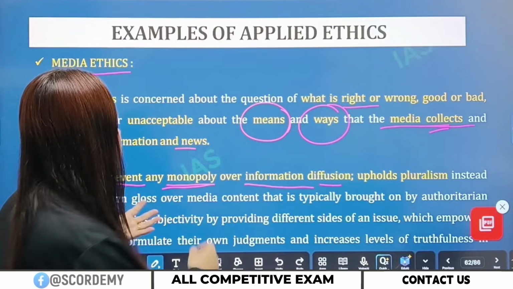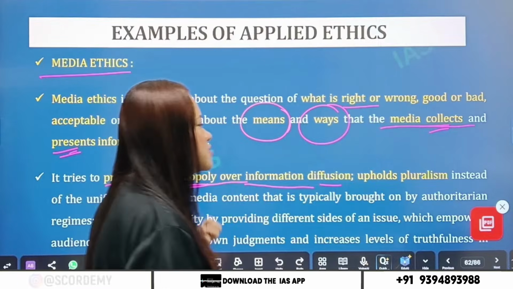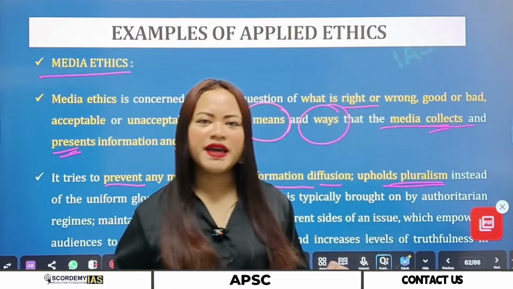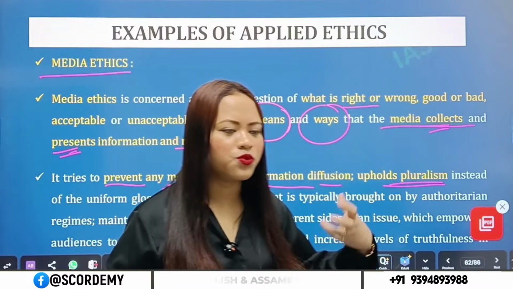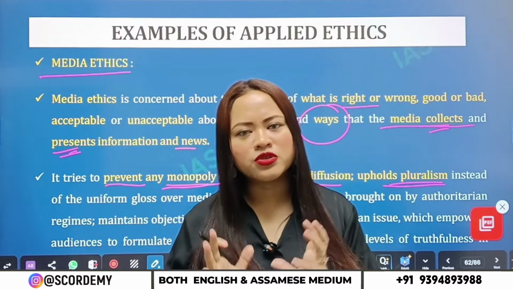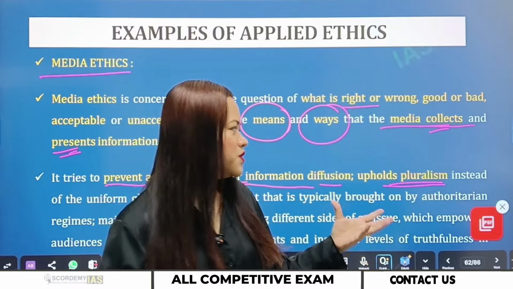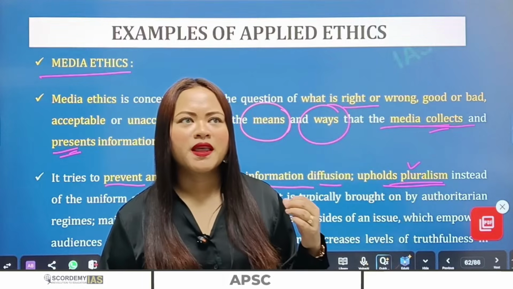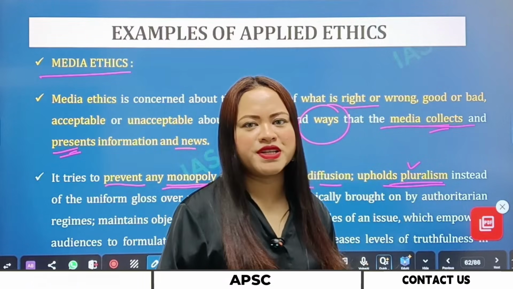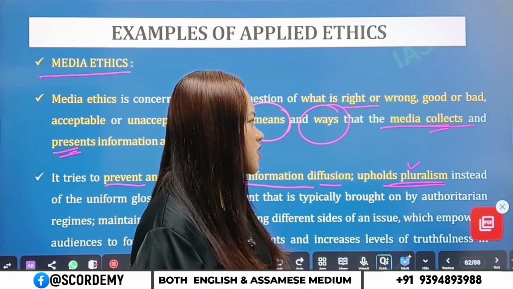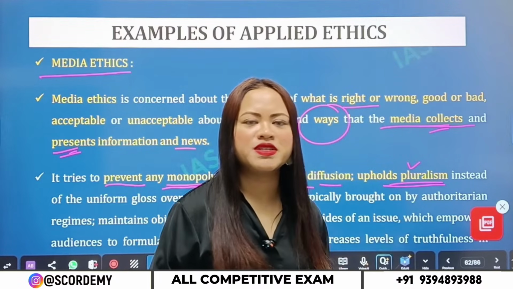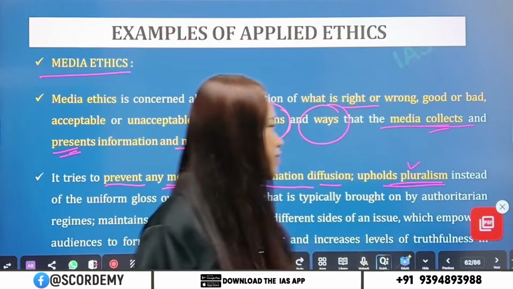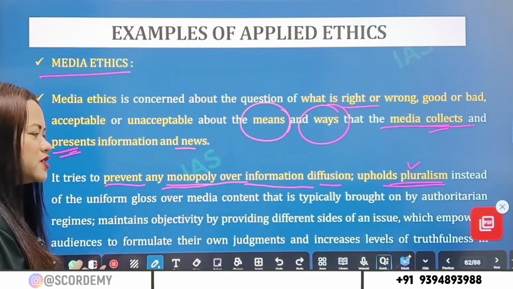So there cannot be monopoly. It has to come from different sources. Then pluralism. It cannot be biased, or there cannot be just one perspective in portraying a news. When a news is covered, we have to take care of pluralism, meaning different perspectives, different opinions have to be allowed on a certain event. Also it has to be inclusive of different cultures, different regions. It cannot just focus on one region only, or one opinion, or one culture only.